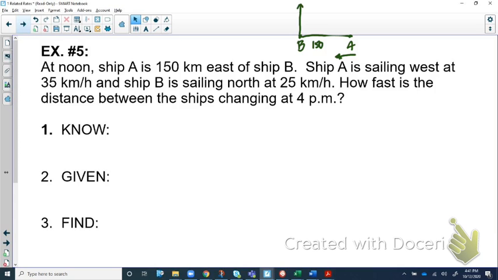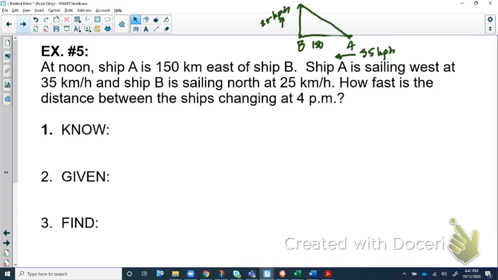So let's say this one is going up at 25 kilometers per hour, and this one is going west at 35 kilometers per hour. How fast is the distance between the ships changing? Well, as B goes up and A goes to the left, the distance between the ships is going to become the hypotenuse between the two legs of a right triangle.